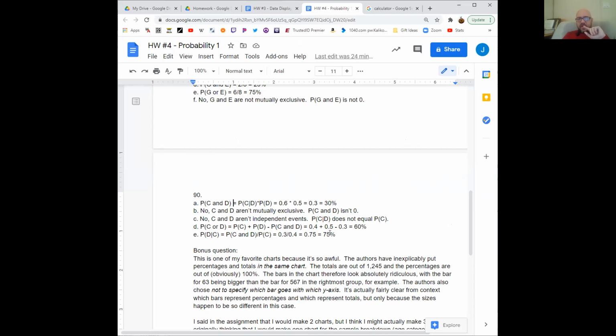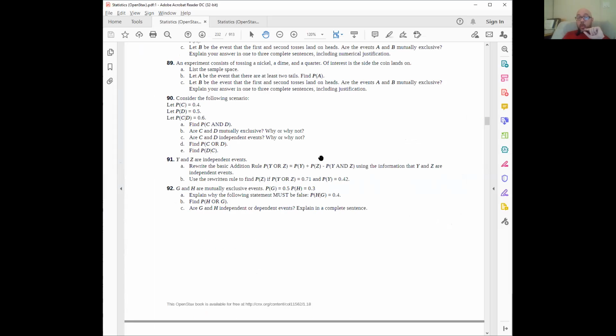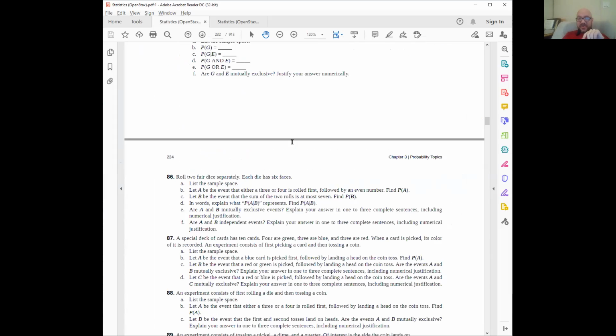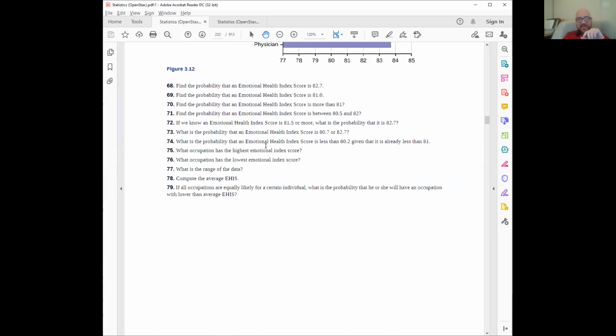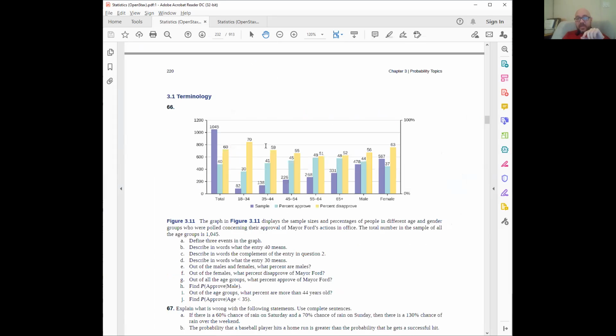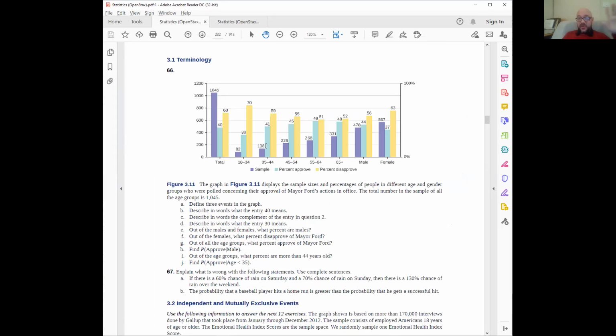Okay. Then the bonus question, is that really all of it? 90? Yeah, that's the last one. Okay. So this bonus question is hilarious. And I have to say, this chart actually used to be worse in a previous edition of the book because they didn't scale the bars in any reasonable way. This is still a stupid way to make a chart. Don't make your charts like this.